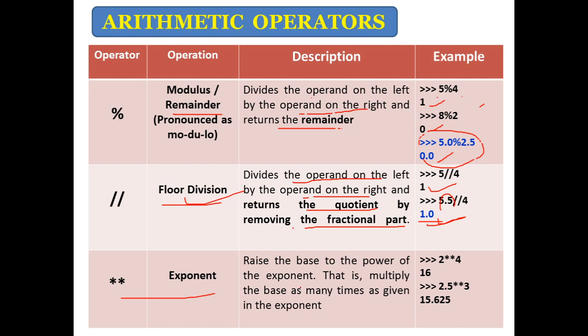Exponent, double star, raises the base to the power of the exponent, multiplying the base as many times as given. Here 2 star star 4 means 2 multiplied 4 times, 2 into 2 into 2 into 2 gives 16, and 2.5 into 2.5 into 2.5 gives 15.625. One thing you should keep in mind is that arithmetic operators are also binary operators, which require two operands to operate, and they require numeric values, whether decimal or integer, for the calculation.